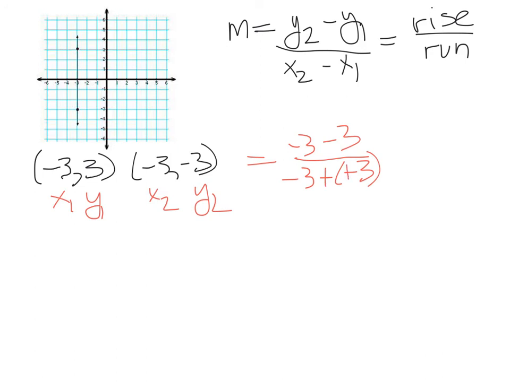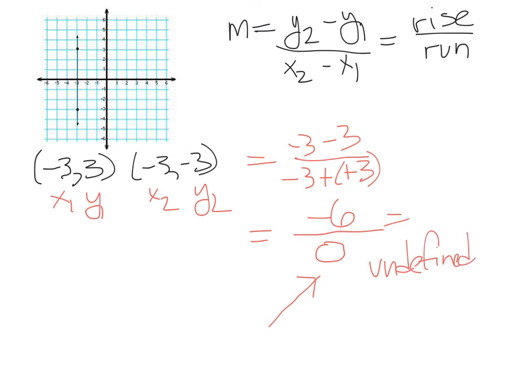So -3 plus 3, those are additive opposites. They are inverses. We're going to get 0 in our denominator. So it really doesn't matter what's on the top, but we know it'll be -6. Because we have this 0 in our denominator, this is now undefined. And the same thing will happen even if we switch the points, because there is no run. It doesn't change horizontally, so we will always get a 0.